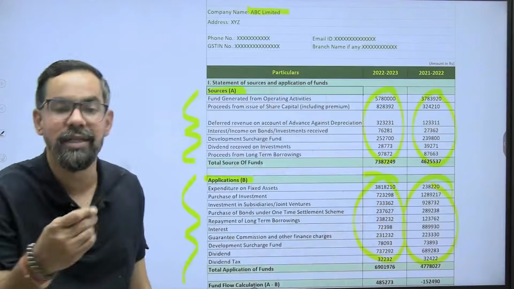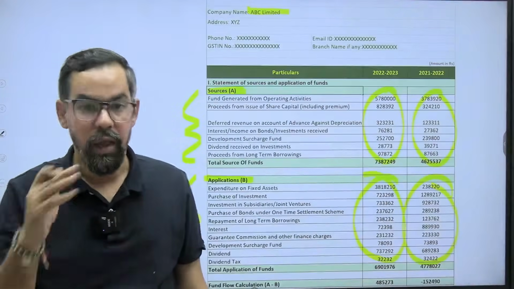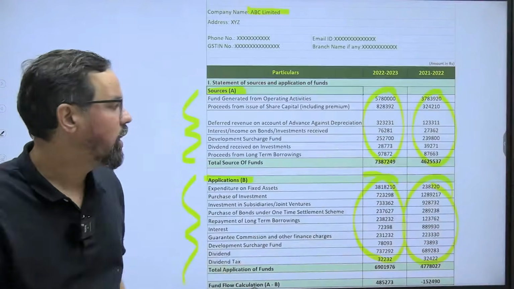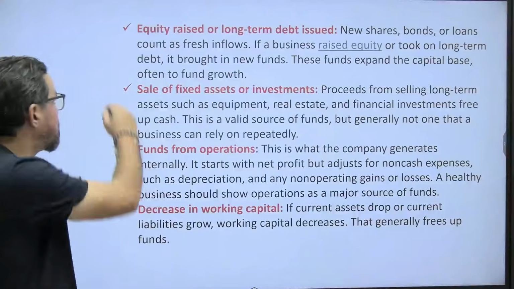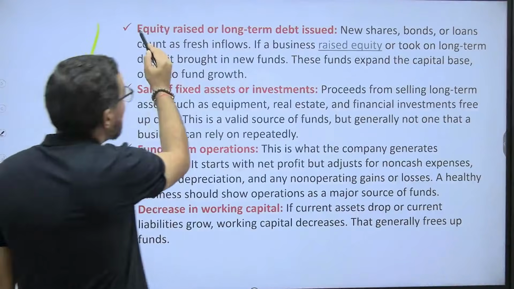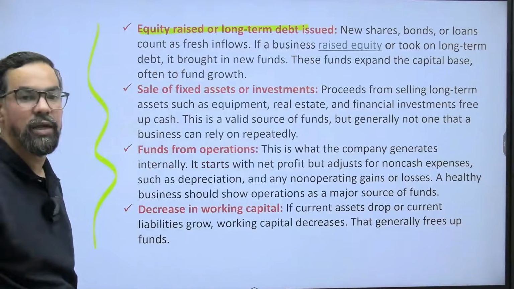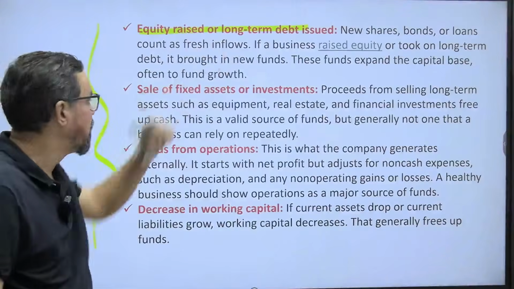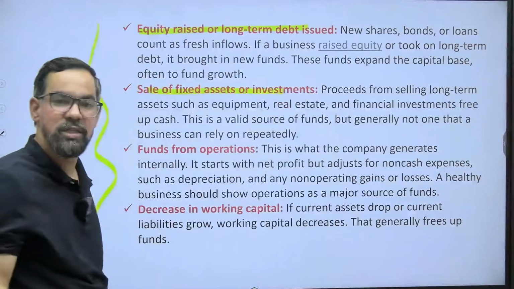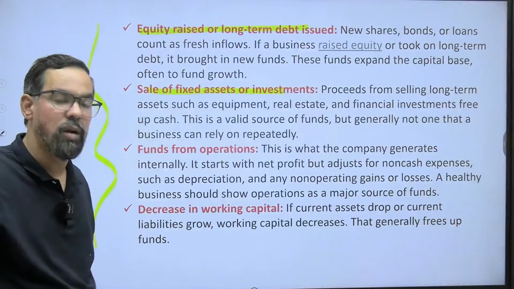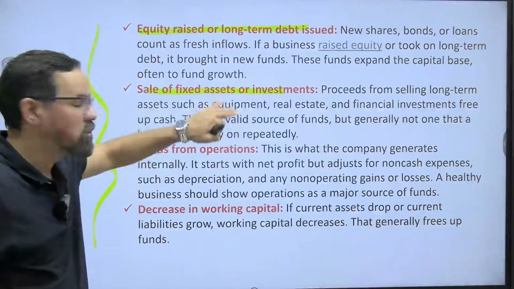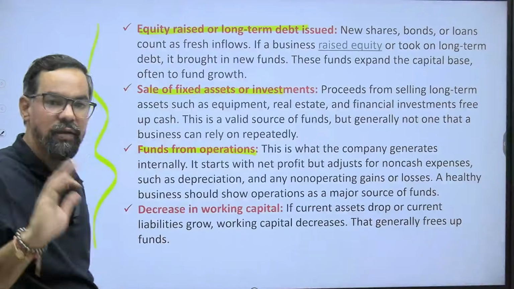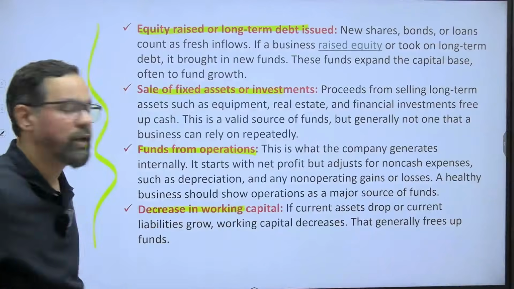So you are using this to analyze the overall fundamentals of that particular business or using it for long-term decision making in the enterprise itself. Okay? So sources of funds, like equity raised or long-term debt issued. We have issued shares or we have issued bonds, debentures through which we get money. Sale of fixed assets or investment. Here we have investments in some companies, we sell them, or we sold our fixed asset or that plant and others. Fund from operations, that revenue which we have generated, and decrease in working capital.